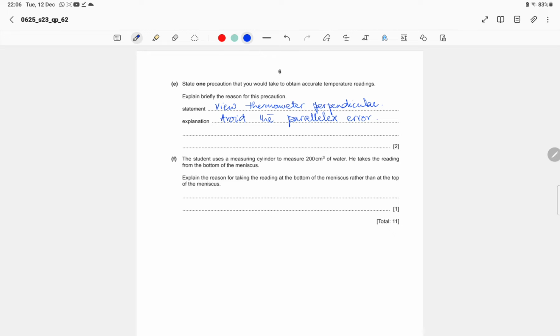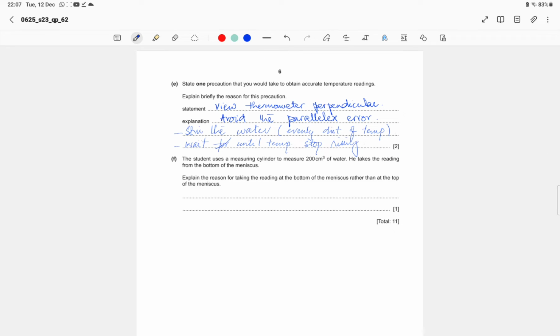And you can also do this thing, that you can stir the water so that the temperature should be evenly distributed, evenly distribution of temperature, and you have to wait until temperature stops rising. So you need to be careful about this.